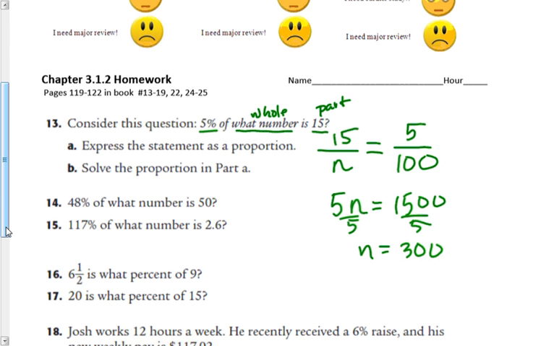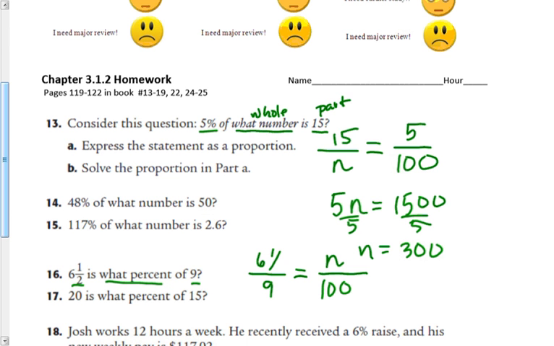Let's do number 16. 16 is a little bit different. Again, we're going to set up a proportion to solve that. And we're going to have out of 100. This time we're looking for the percent, so we know the n is there. We have to just think about, is this the part or is this the whole? Since it's out of 9, 9 is the whole, and 6.5 is the part.